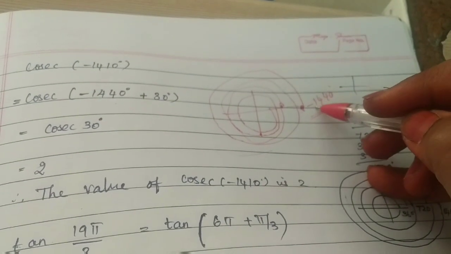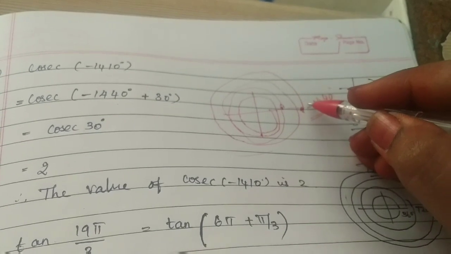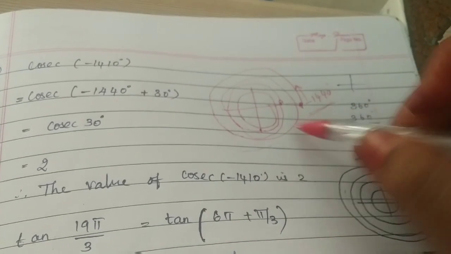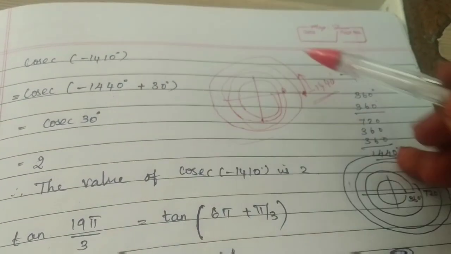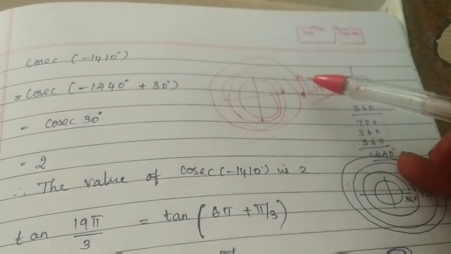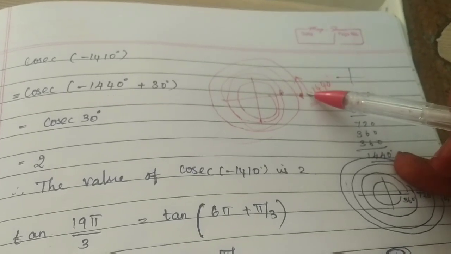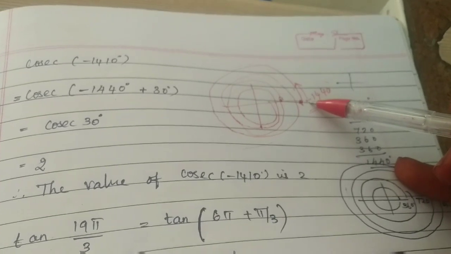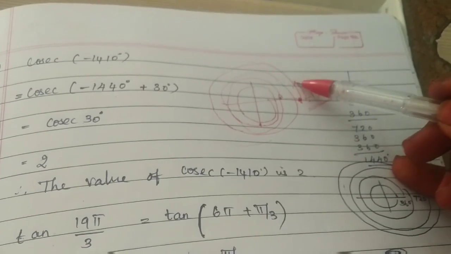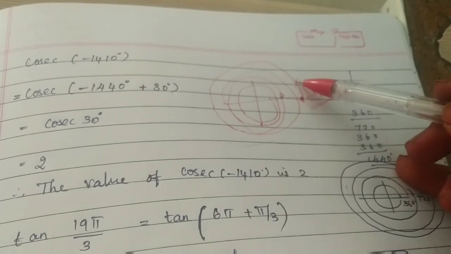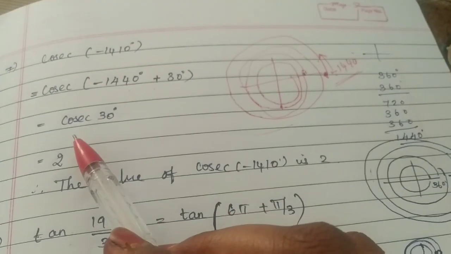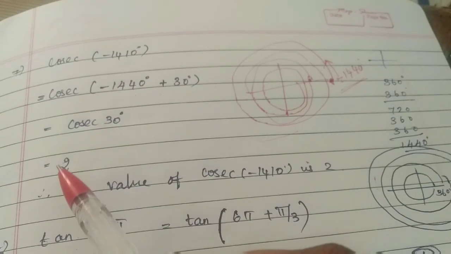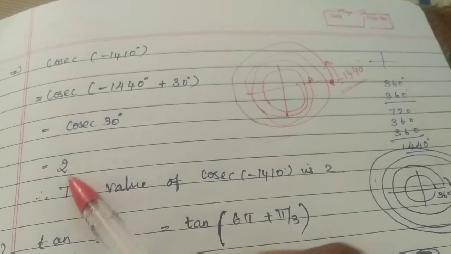Now from this, we are adding 30 degree. When you add 30 degree to it, it is moving in anti-clockwise direction. When the angle is positive, it is moving in anti-clockwise direction. Therefore, plus 30 degree. Therefore, minus 1440 degree is here. And when you add 30 degree, it lies in first quadrant. Therefore, it is positive. Therefore, you will be getting cosecant 30 degree, which is nothing but 2.